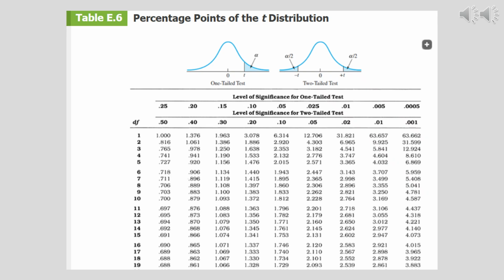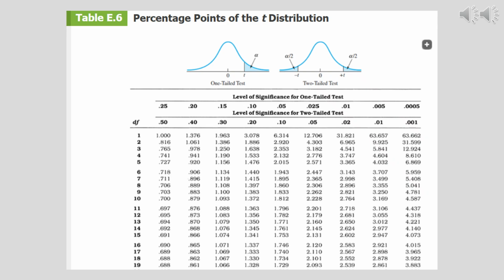That's when you use a non-directional hypothesis, just saying, I think that these things are related, but I'm not advancing the idea that they're either positively related or negatively related. I just think they're related in some way. So we're going to go through both examples. For the first example, you can see that there are different columns that correspond to the level of significance for either a one-tailed test or a two-tailed test. Let's start with the one-tailed test because that's what we actually have been talking about this whole time.